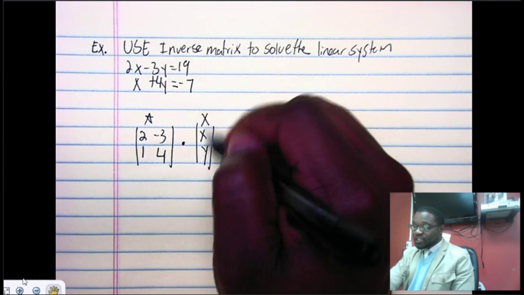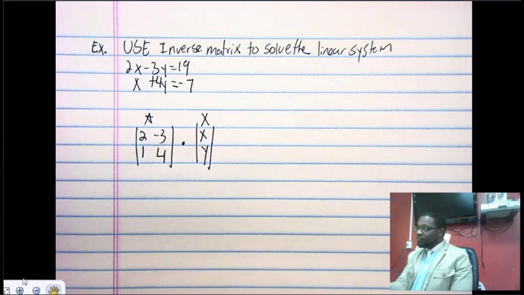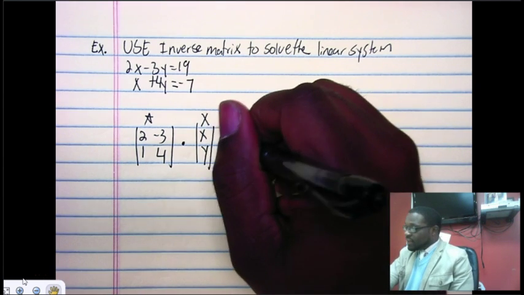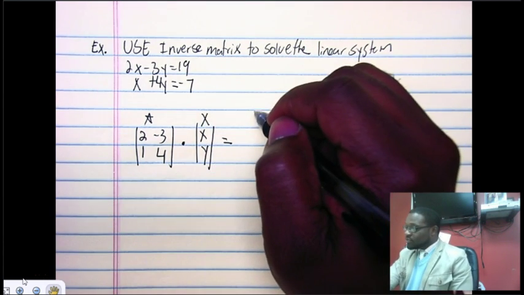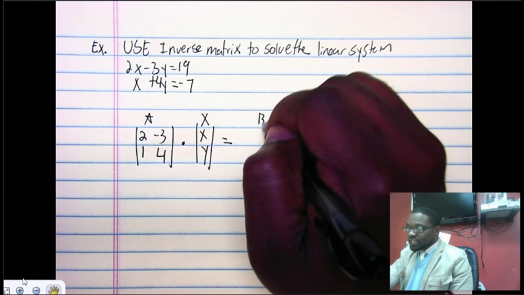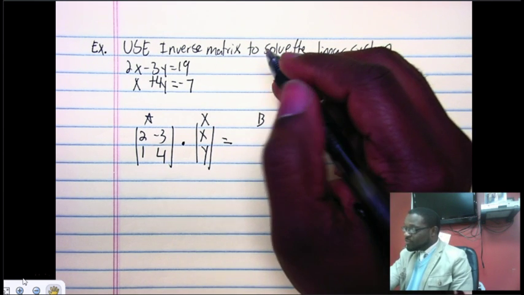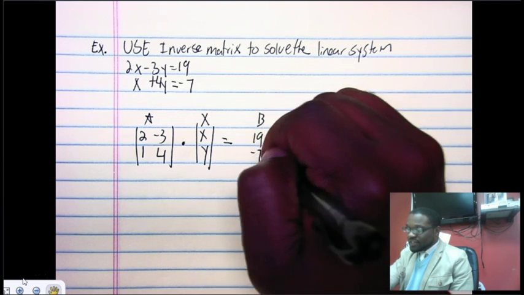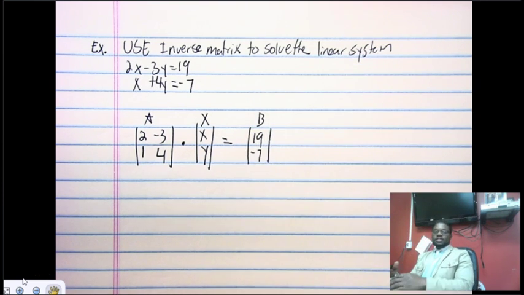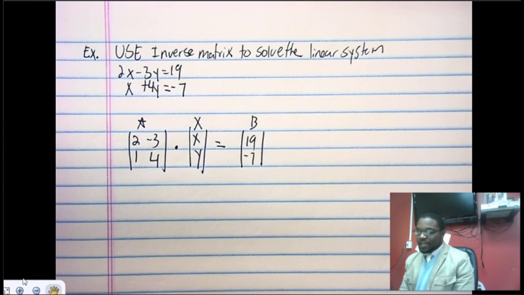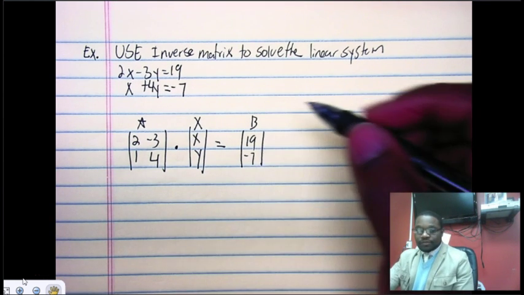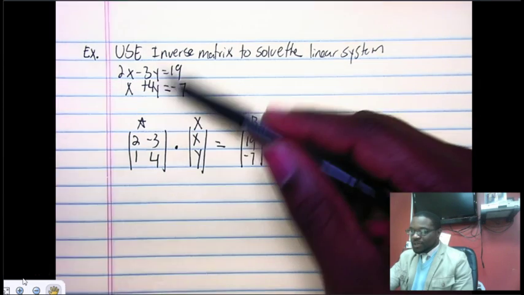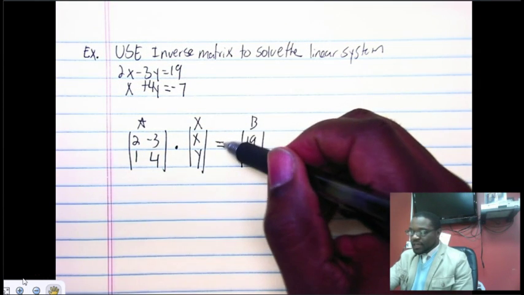Many times if it's just a 2 by 1, that's called a vector. And then our matrix of constants, which we'll call B. So it's just in the same form of the AX equals B thing. And we get 19 over negative 7. And so they just really want us to write basically the same thing using matrices, no plus signs and equal signs other than right here or whatever.